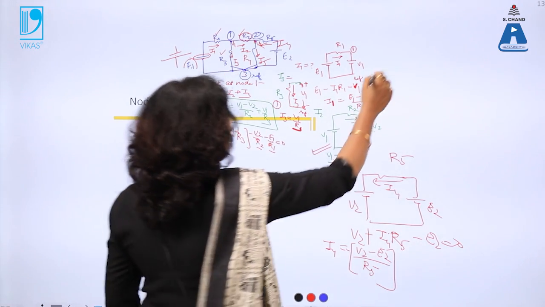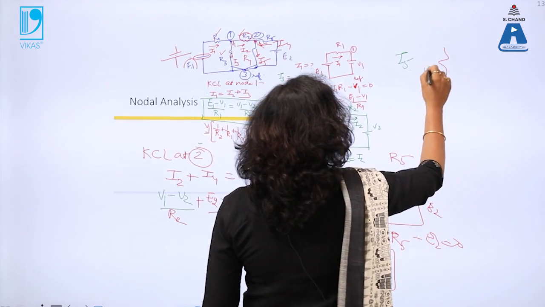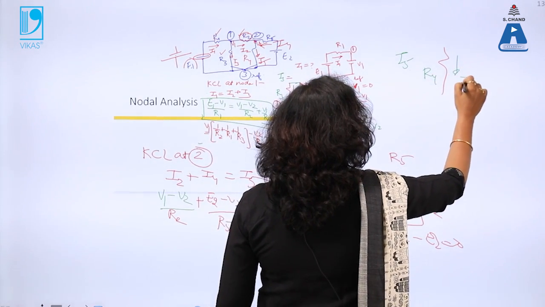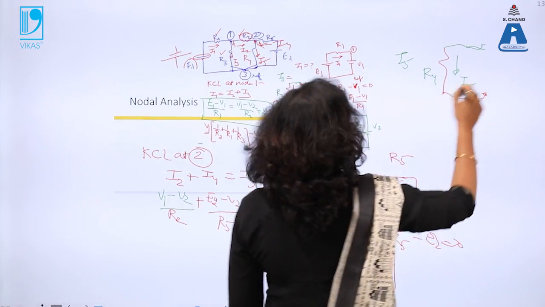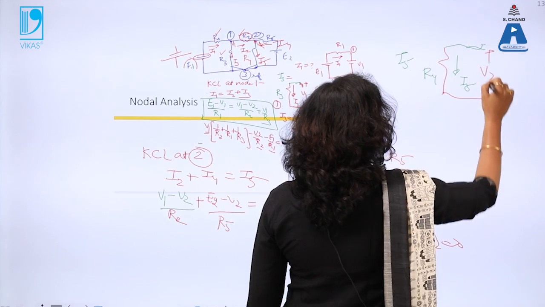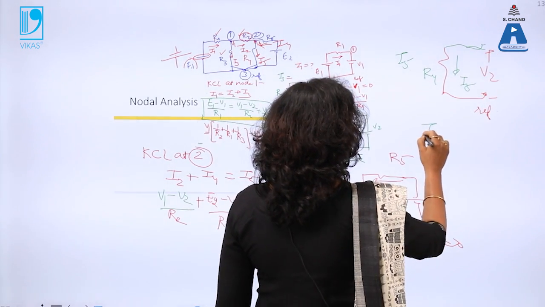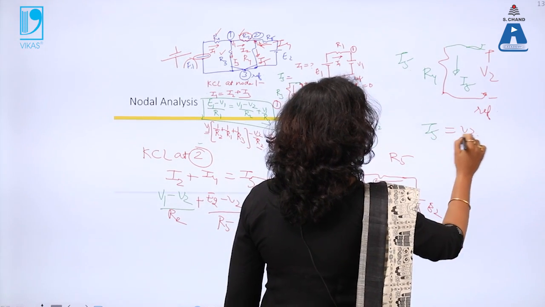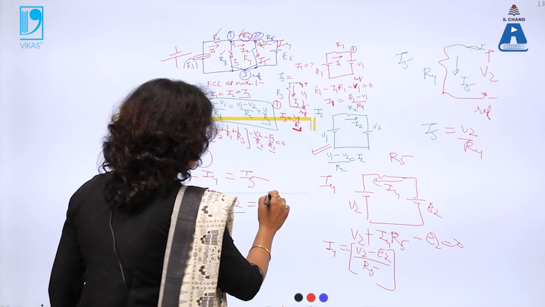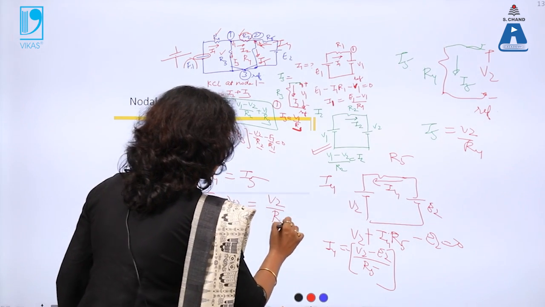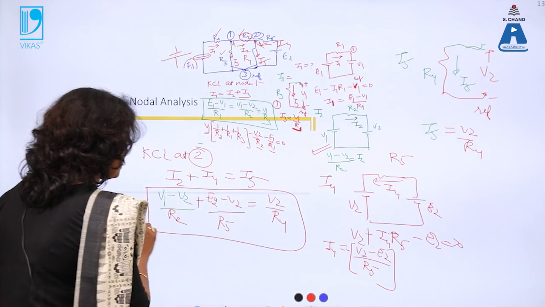This is I5. For I5, resistance R4, current is I5, and the voltage across this terminal is V2 with this plus, this minus, because this is reference. So what is I5? I5 is V2 by R4. So I will write I5 as V2 by R4. So directly or indirectly, this is my equation, but I can further solve it.